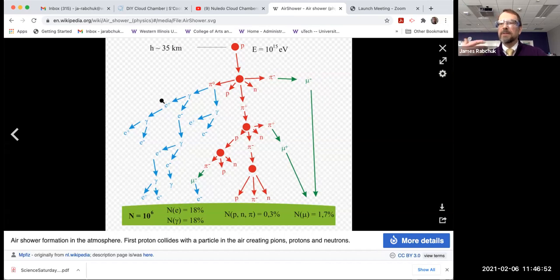So as this particle comes in and collides with our upper atmosphere, many particles are created. Now that's amazing. How does one particle become many particles? Anybody have an answer? Dr. Babu, you can't answer. Anybody know how that's possible, that one particle can become many particles? Yeah, Eric.